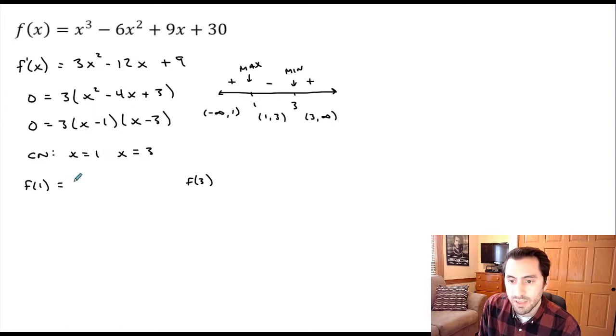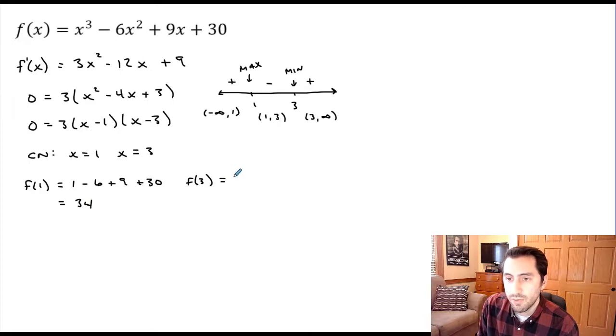So let's see what we get. For f of 1, we have 1 cubed minus 6 times 1 plus 9 times 1 plus 30. So overall, that's going to be negative 5 plus 9 is 4. So 4 plus 30, we get 34.